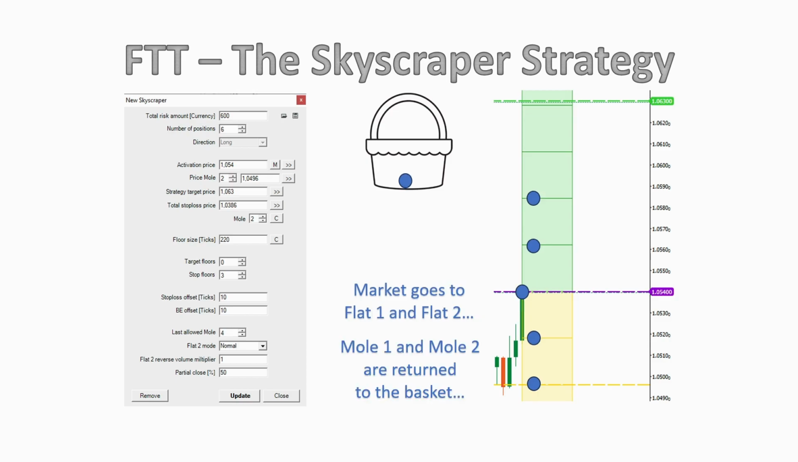At the beginning we always want to fill 3 positions and return the remaining 2 positions in the basket for later use. So it can happen that after starting the strategy we hit the direction immediately and the flat 1, and then flat 2 positions are filled. Once flat 1 is filled, the pending mole 2 position will automatically go back into the basket as we only want to have 3 positions. And when flat 2 is filled, mole 1 goes back to the basket.